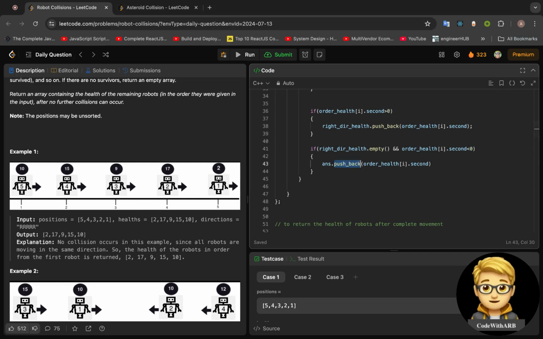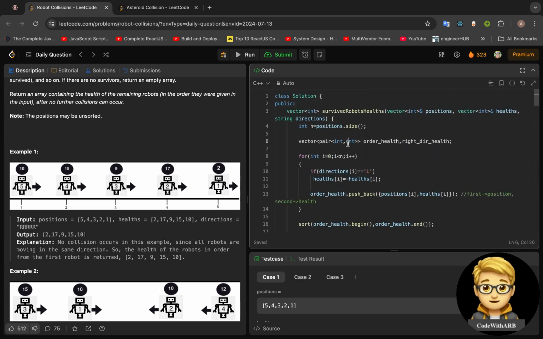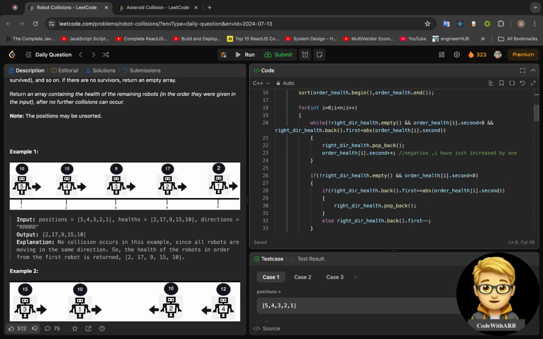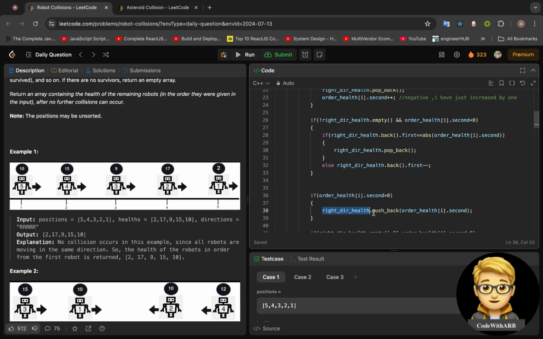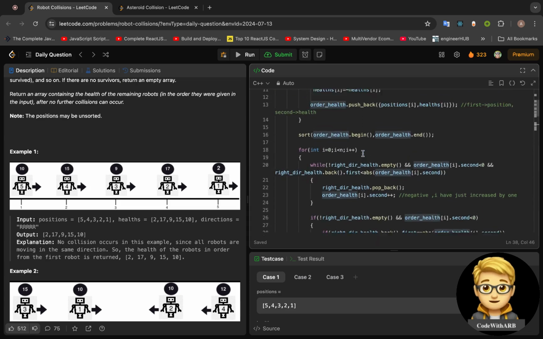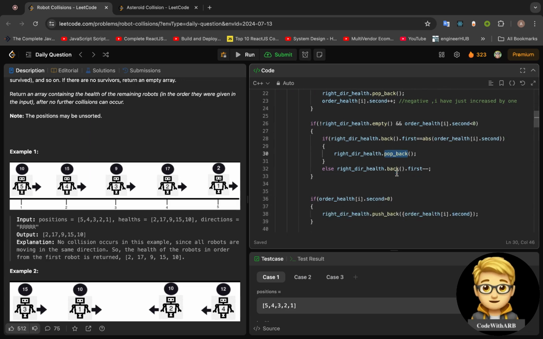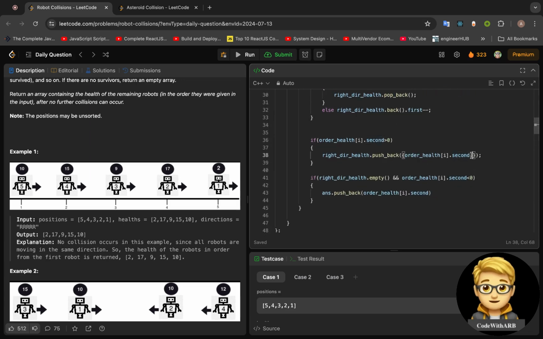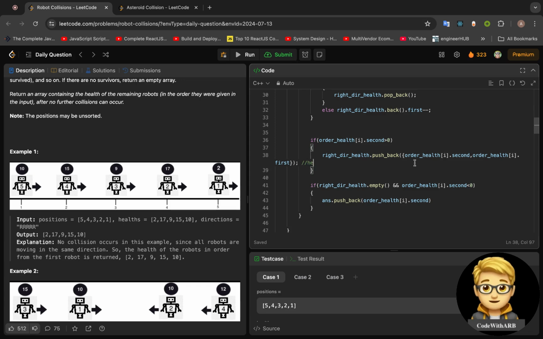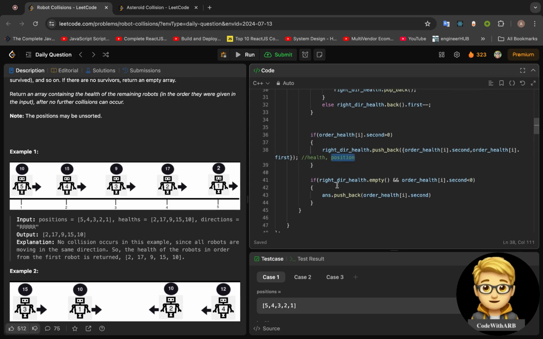For storing with the positions, one thing also, there is some implementation error, which is right here. I need to store this with the positions, because we need to focus on these positions also. So let's store the position, which is first, and this is the second part. What is happening here is that first represents health and second is position. Now we need to store according to the position.